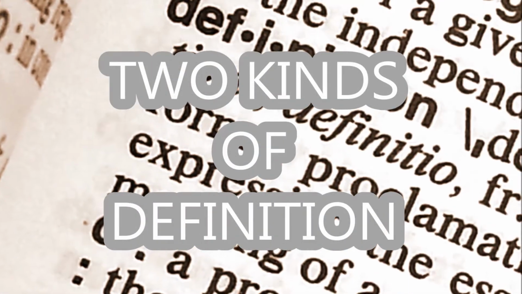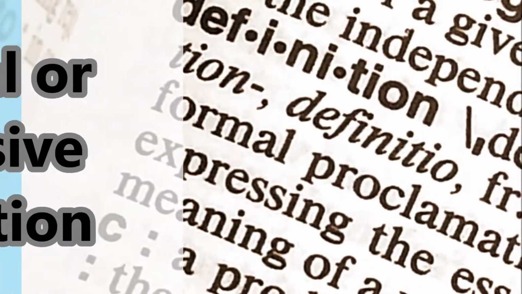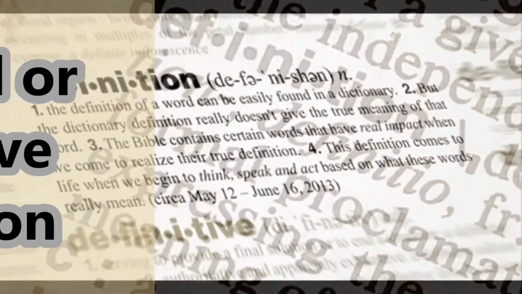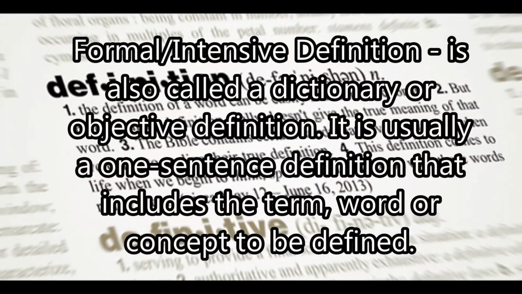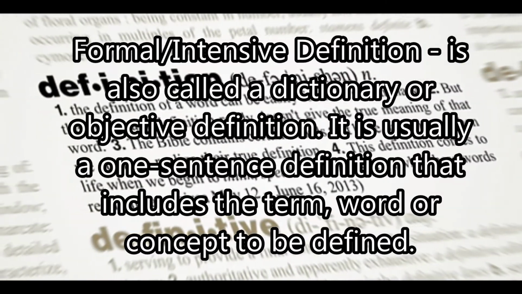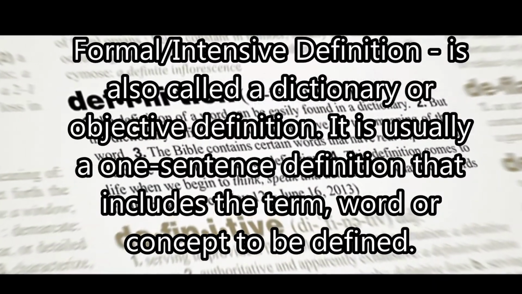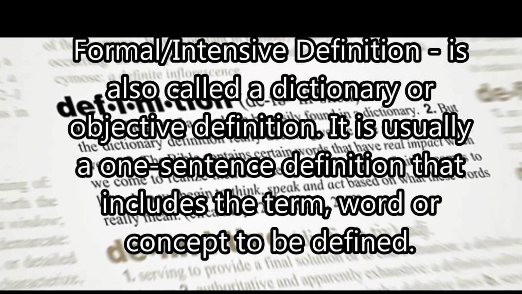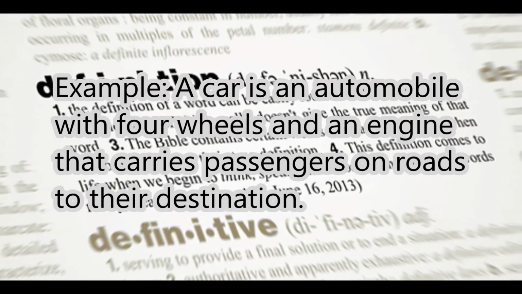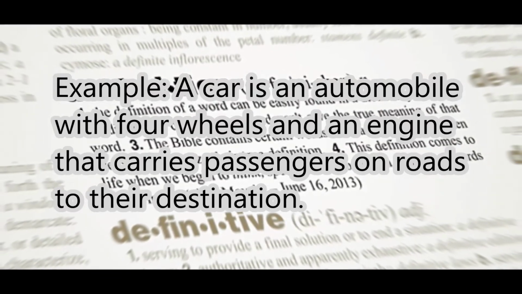There are two types and kinds of definitions. These are the formal or intensive definitions and the informal or extensive definitions. Formal or intensive definition is also called a dictionary or objective definition. It is usually a one-sentence definition that includes the term, word, or concept to be defined. Example: a car is an automobile with four wheels and an engine that carries passengers on roads to their destination.